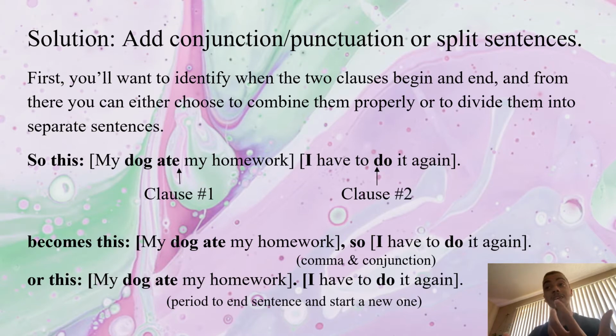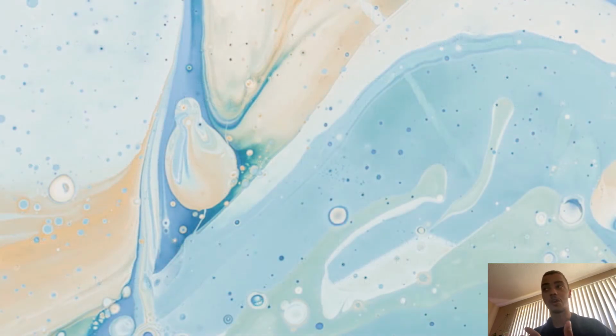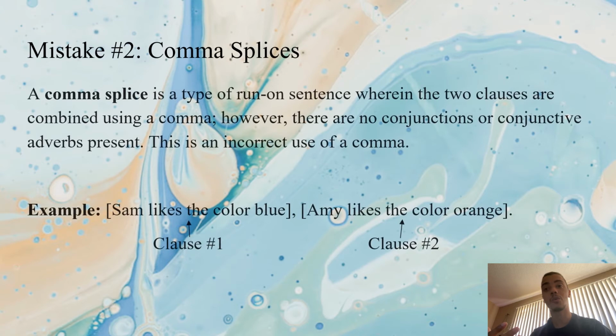Our next mistake is a comma splice. A comma splice is a type of run-on sentence where two independent clauses are combined using a comma, but there are still no conjunctions or conjunctive adverbs present, so therefore the comma is being used incorrectly there. Commas are meant to be used to create pauses in your writing where necessary. They're often found before conjunctions or around dependent clauses.